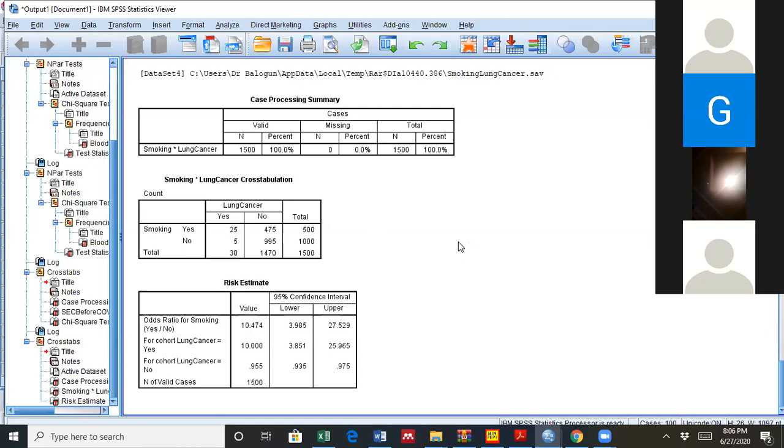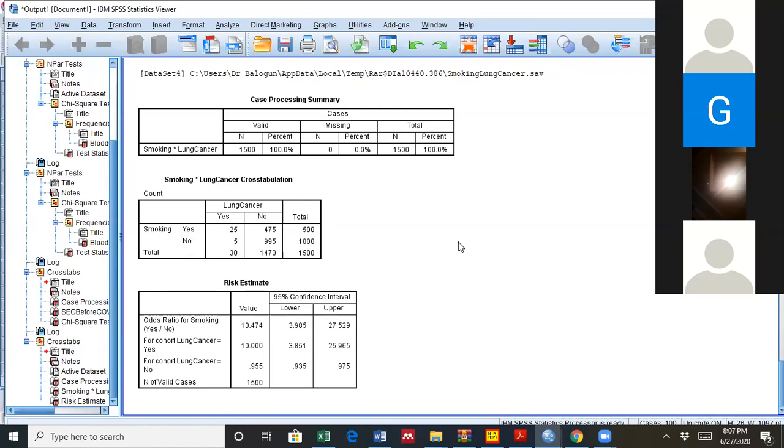So the odds ratio is what you have as 10. And the relative risk is 10. If you do it by hand, you see that the relative risk is 10.